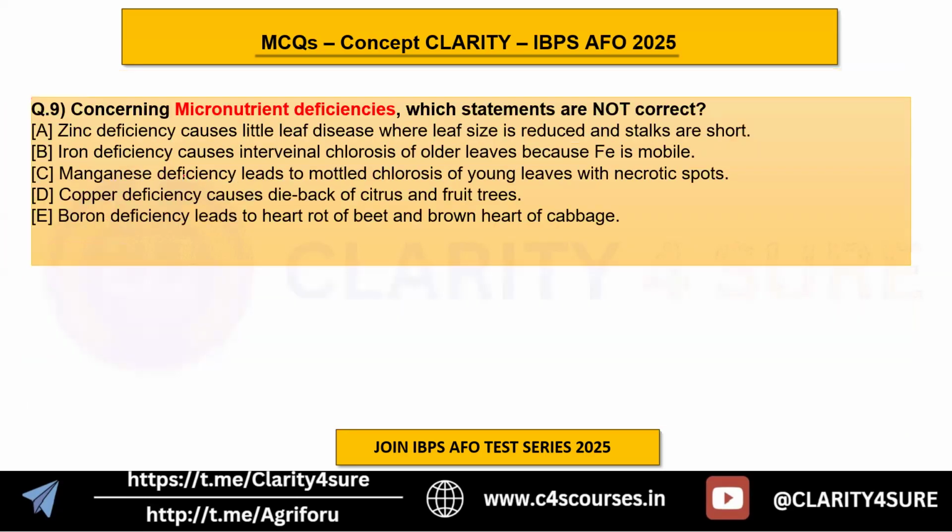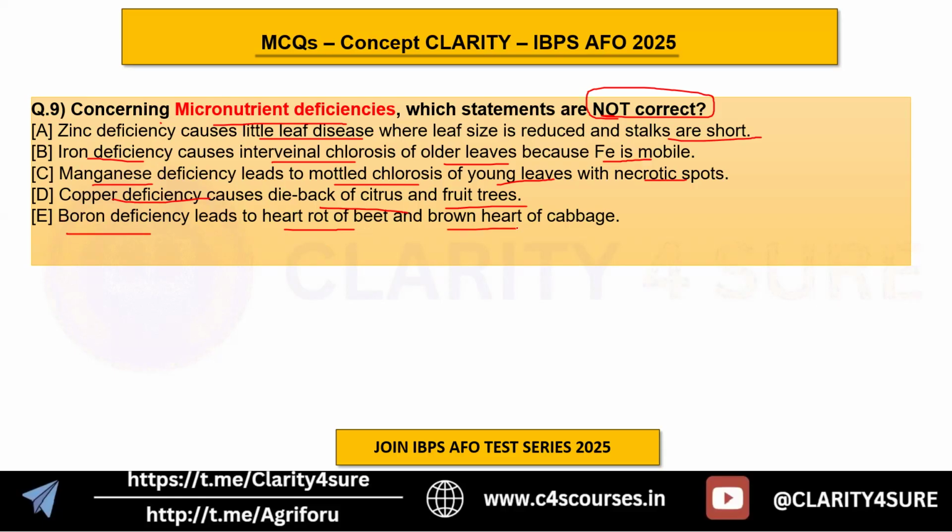Okay. Now moving on to the ninth question. Concerning the micronutrient deficiency, which of the following statements are not correct? Again, we are focusing on the not correct option here. So the zinc deficiency causes little leaf disease where leaf size is reduced and stalks are short. Okay. Then the iron deficiency, interveinal chlorosis of older leaves because iron is mobile. Then manganese deficiency, mottled chlorosis of young leaves with necrotic spots. Then copper deficiency, dieback of citrus and fruit trees, and boron deficiency, heart rot of beet and brown heart of cabbage.